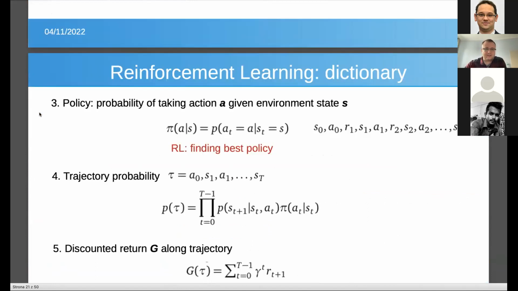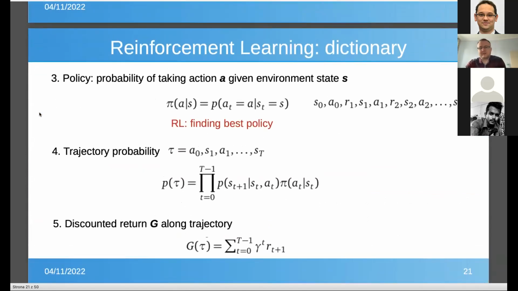And the central term of the reinforcement learning algorithm is the policy. The policy is the probability distribution of taking action A when the agent finds the environment in the state S. So this is a mapping between states and actions. And this policy is the central object of interest in all algorithms, because we want to find the best possible policy which provides the best possible return.